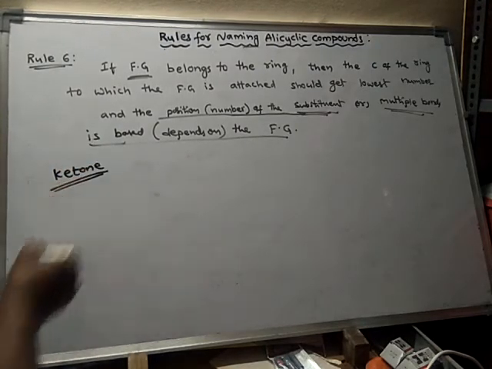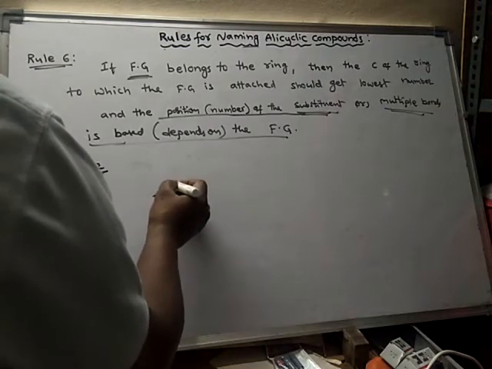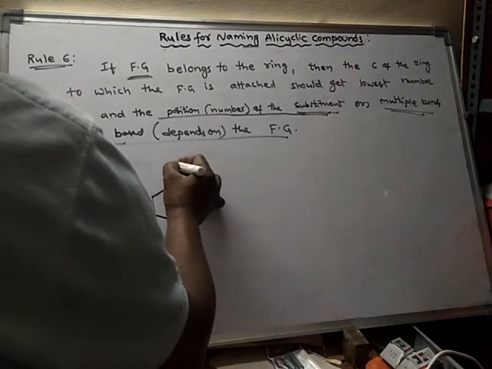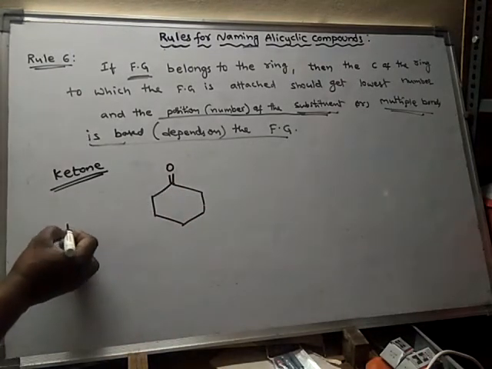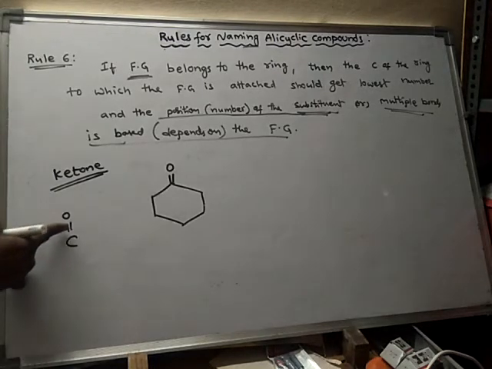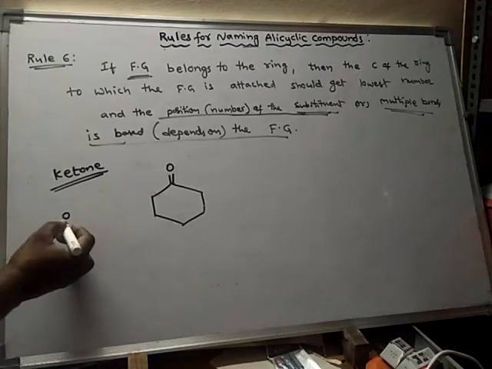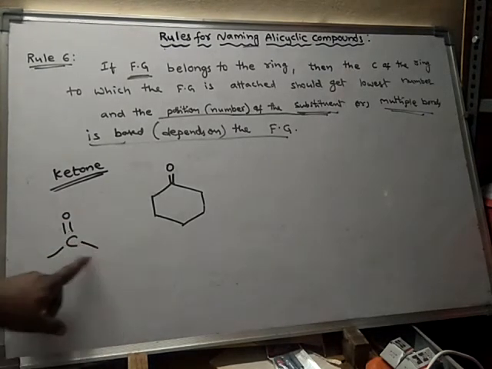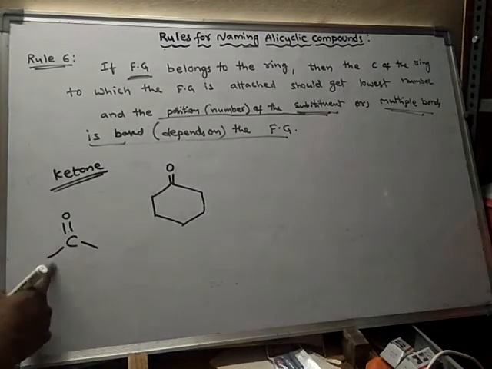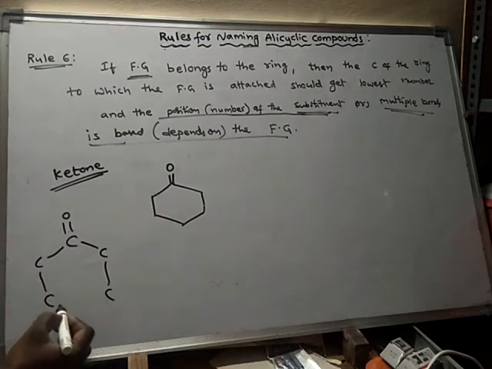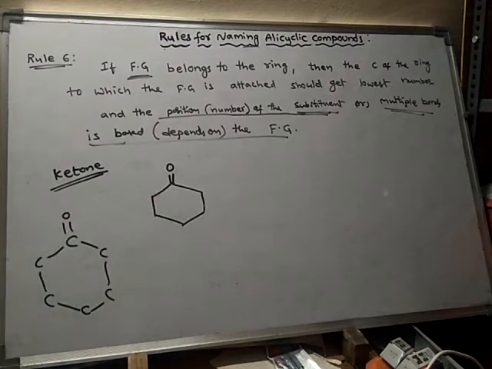Ketone. Example. What is the name of this compound? See, actually ketone means carbon bonded with oxygen by a double bond, and the two other bonds are bonded to two other carbons. And here what has happened? It has formed a closed ring like this. So what is the name of this compound?